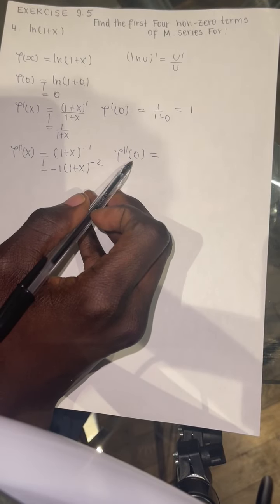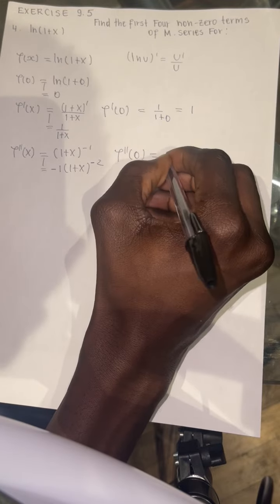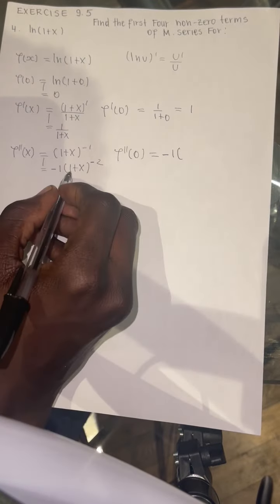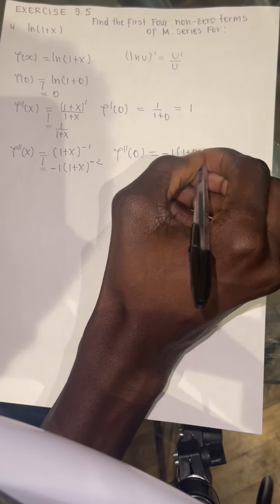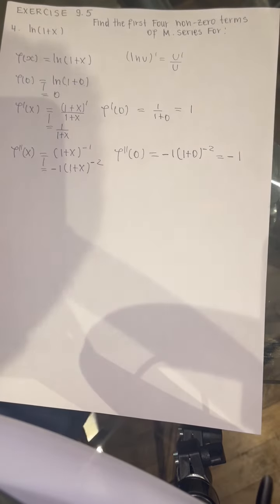So what we can do now is we're going to have negative 1, we open the bracket, we put 1 plus x where x is 0, and then to the power negative 2. So this we're just going to find negative 1.